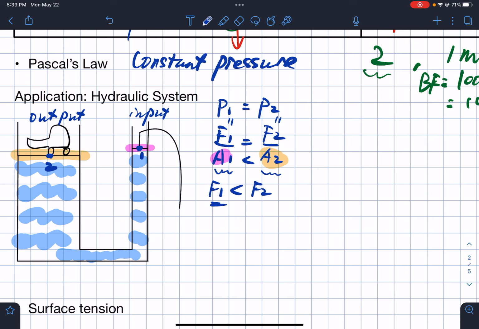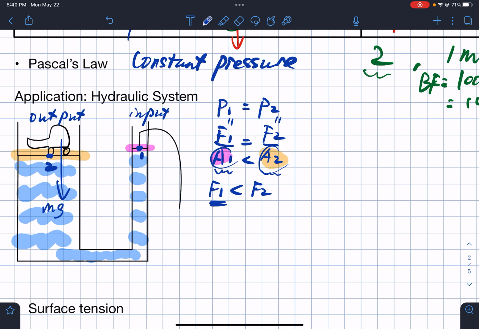Without this hydraulic mechanical advantage setup, the output force will be equal to the input force. Then the output force will be the weight of this heavy car, F equals mg, the mass of the car times 10. So that's what we have to exert without this hydraulic lift setup. But now with the control of the area, A1 smaller than A2, we can have a smaller input force, which is F1. I hope that makes sense.